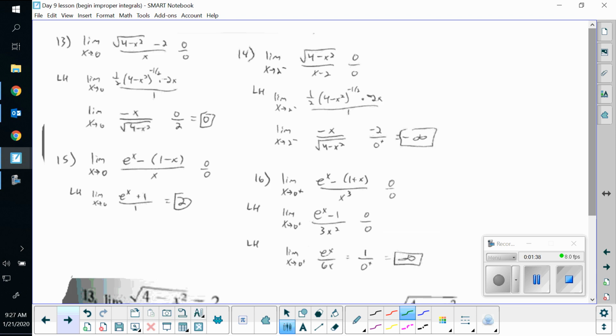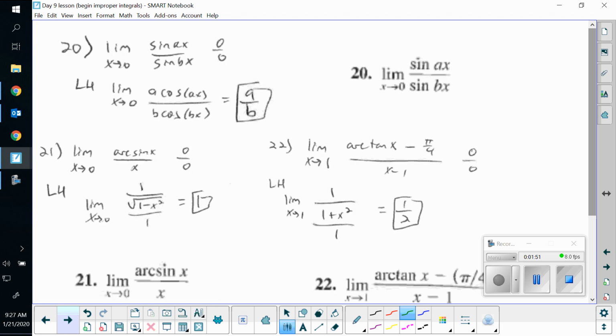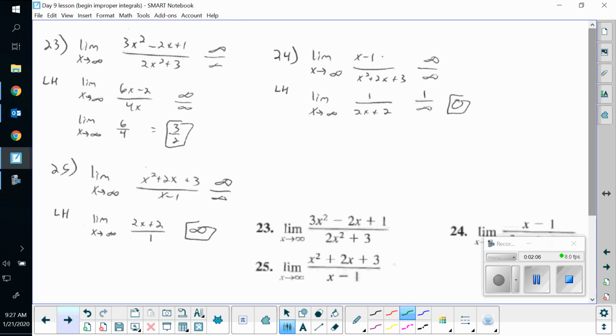Here's 13, 14, 15, and 16. There's 20, 21, and 22. 23, 24, 25.